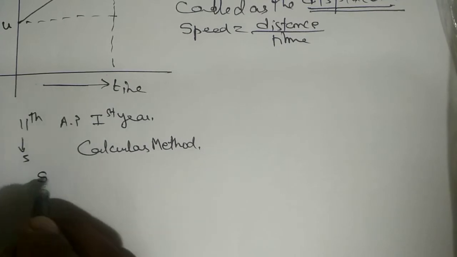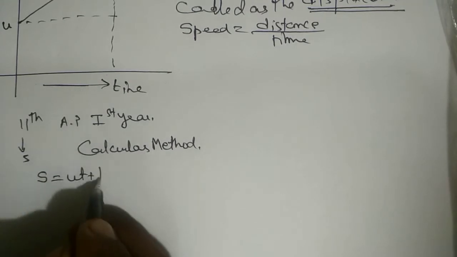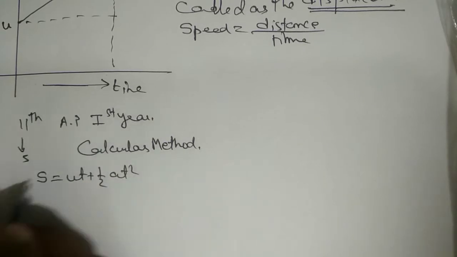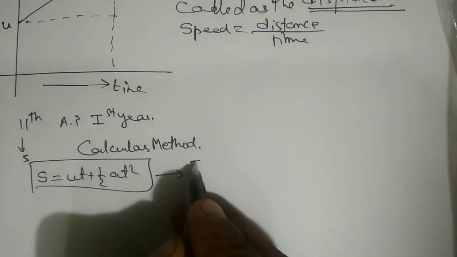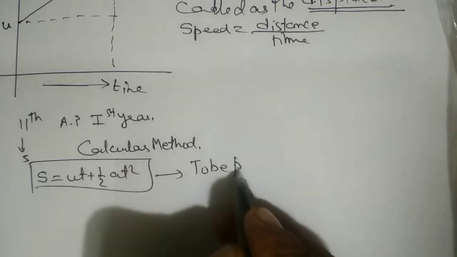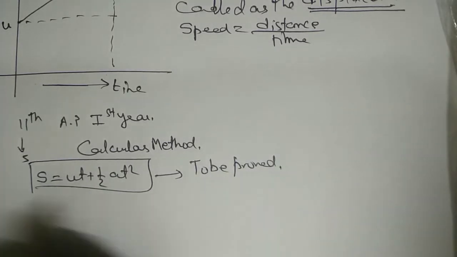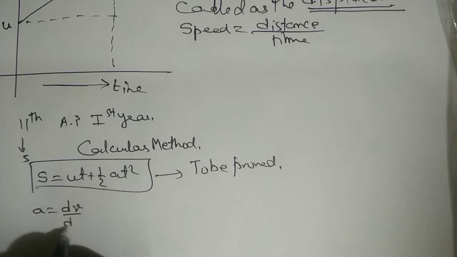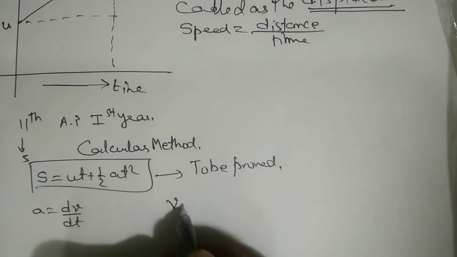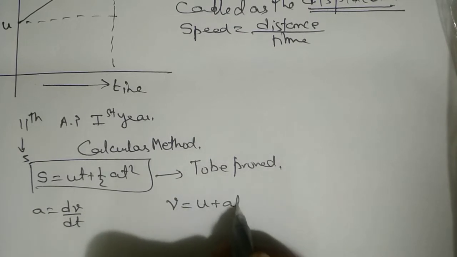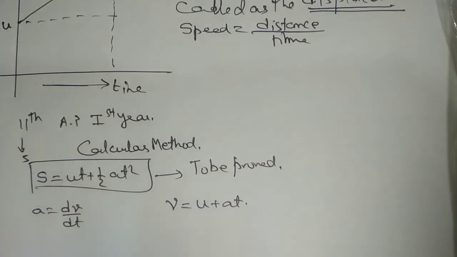Our aim is to derive this: S is equal to ut plus half at square. This is our aim, to be proved. We can call it to be proved or solved. So, coming back to our well-known definition of acceleration, a is equal to dv by dt. If you observe this, and we already derived v is equal to u plus at, using these two equations only, we can derive this.